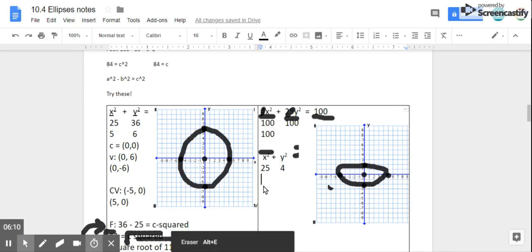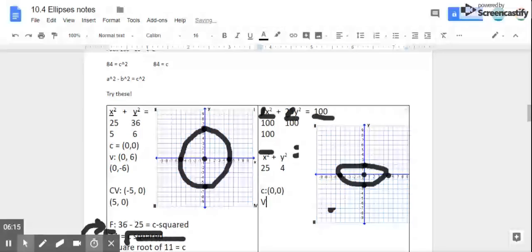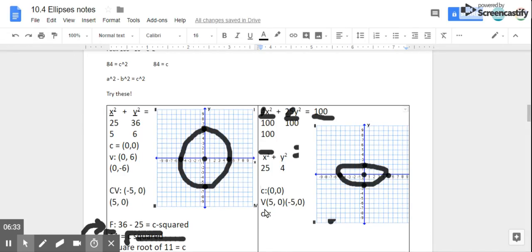And then you give me my information. So the center is at 0, 0. The vertices are the points that stretch out the most. So that's here. It's also the bigger number. The bigger number is 25. So it's my x points. So they're at 5, 0 and negative 5, 0. And then the co-vertices are the other 2 points. So this one is at 0, negative 2, and 0, 2.